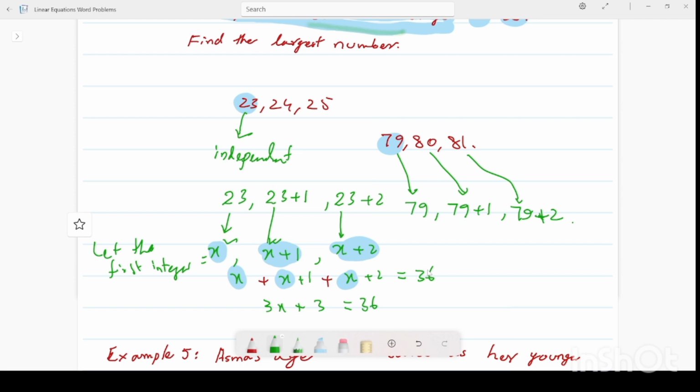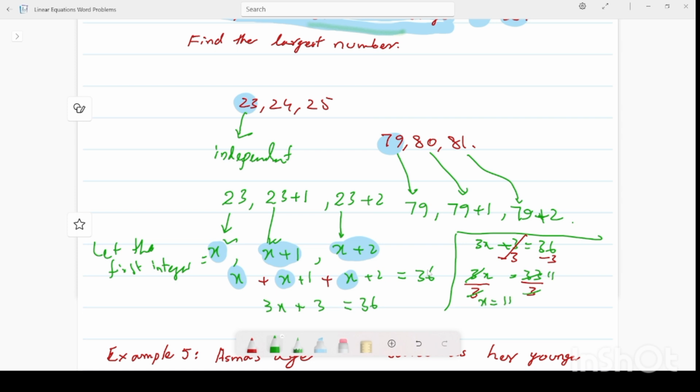Now we solve this numerical. How will we solve it? We say that 3x plus 3 is equal to 36. Now we need to remove the plus 3, so we subtract 3 from both sides. So we get 3x equals 33, and then we divide by 3 to get rid of the 3, which is a multiple. We simplify this and get 11. So now the first number is 11.